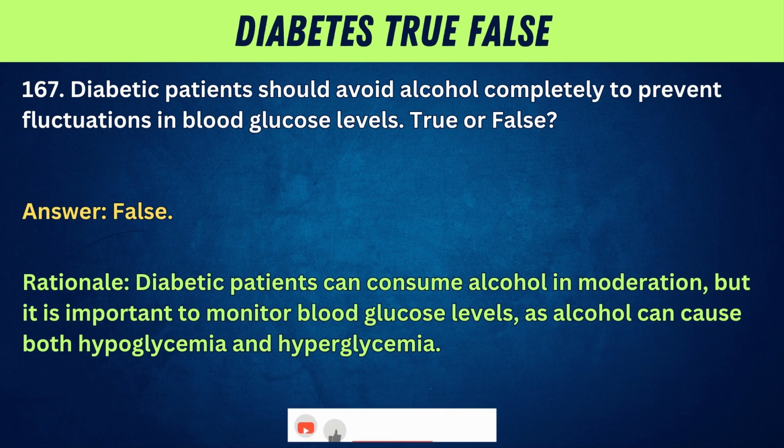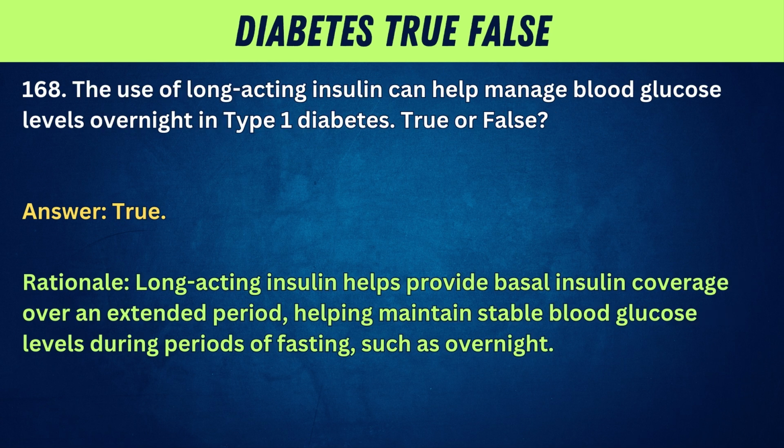Rationale: diabetic patients can consume alcohol in moderation, but it is important to monitor blood glucose levels, as alcohol can cause both hypoglycemia and hyperglycemia. 168. The use of long-acting insulin can help manage blood glucose levels overnight in type 1 diabetes. True or false? Answer: true.